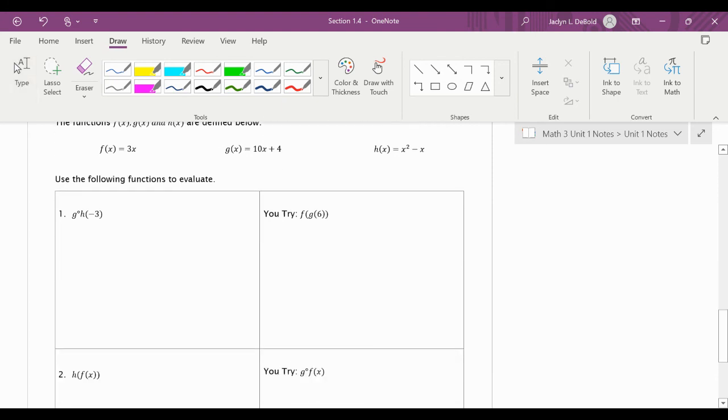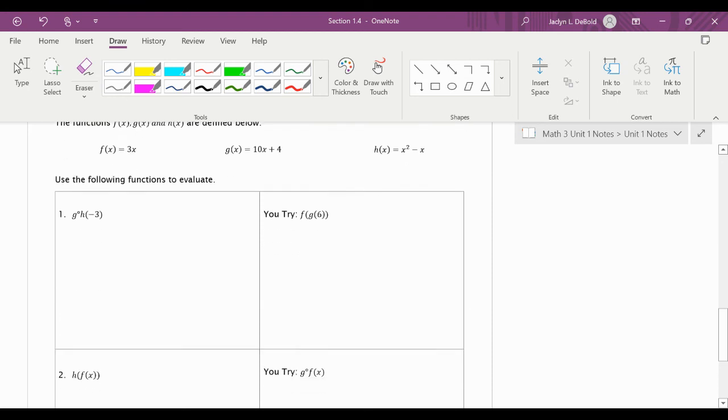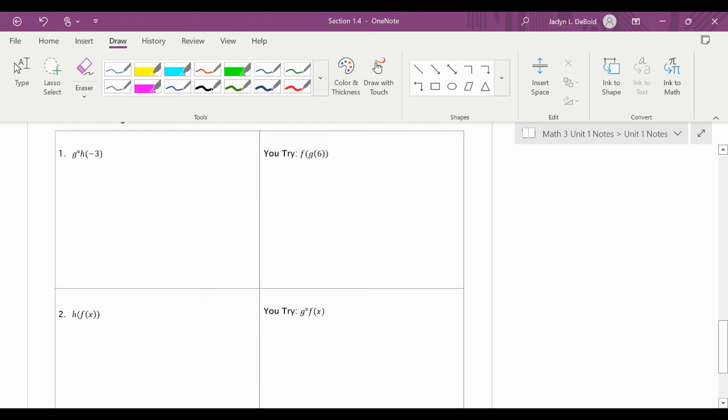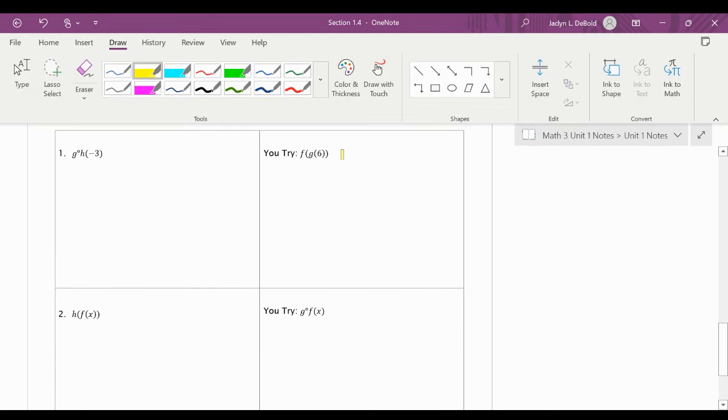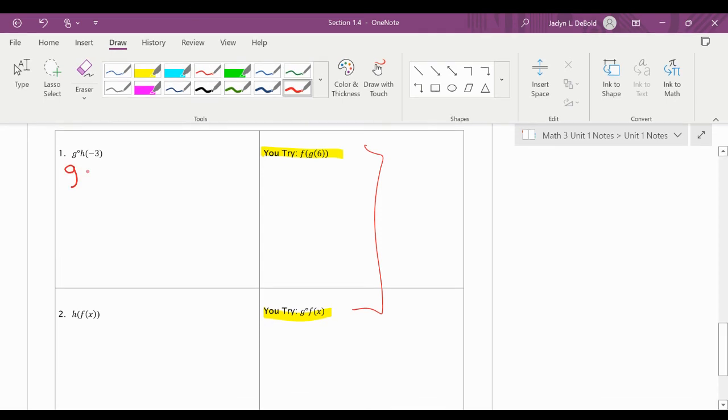If we look at this example, same idea, right? We've got three functions that are given here. The two you try, like we've already seen, this is what's due tomorrow. So this is your assignment. And I'm going to work through these last two. So this is the same as saying g of h of negative 3.